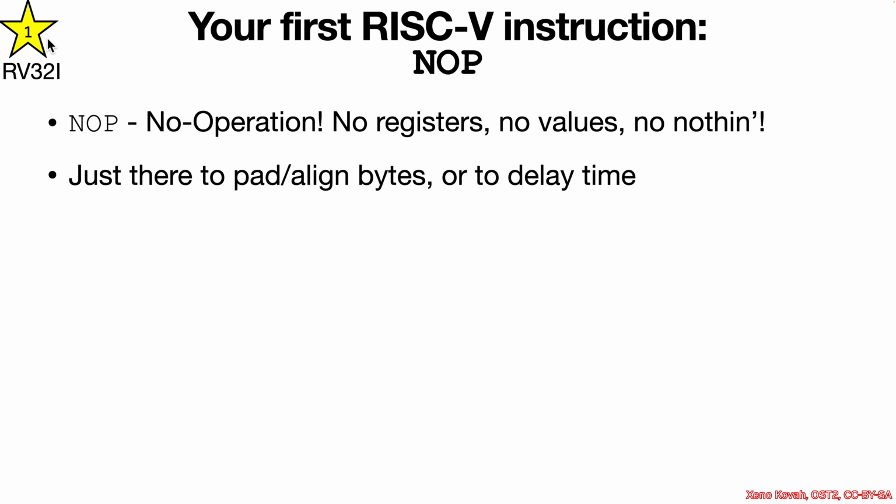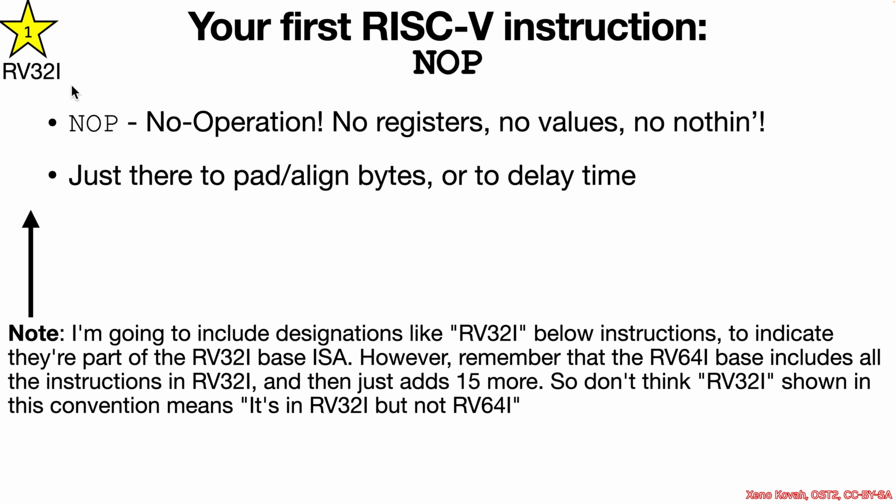Now, to introduce you to the conventions I'll be using every time I introduce a new assembly instruction, we'll collect a nice little star here, and then I'll also indicate which ISA it is part of. In this case, I say RV32I. But I want you to remember that RV32I instructions are actually included in the RV64I base ISA. So anytime I put RV32I, don't think that it is exclusively only available for 32-bit code. It will also be available for RV64I ISA compiled code, as will be used in this class.